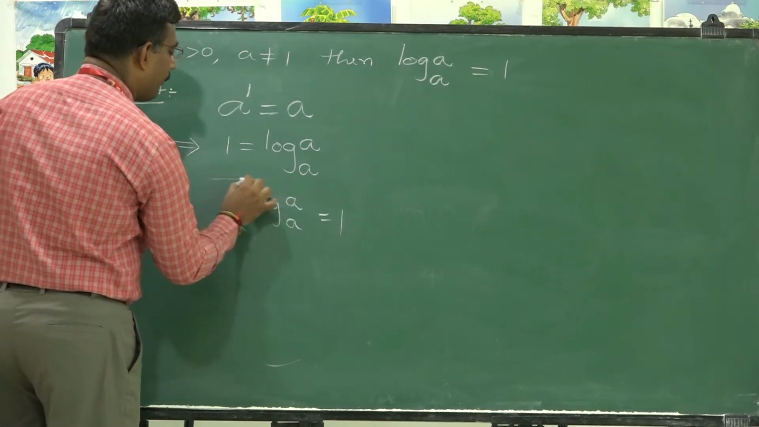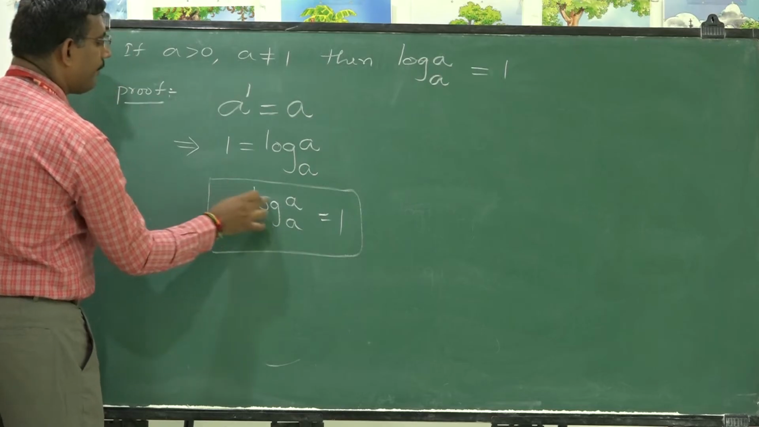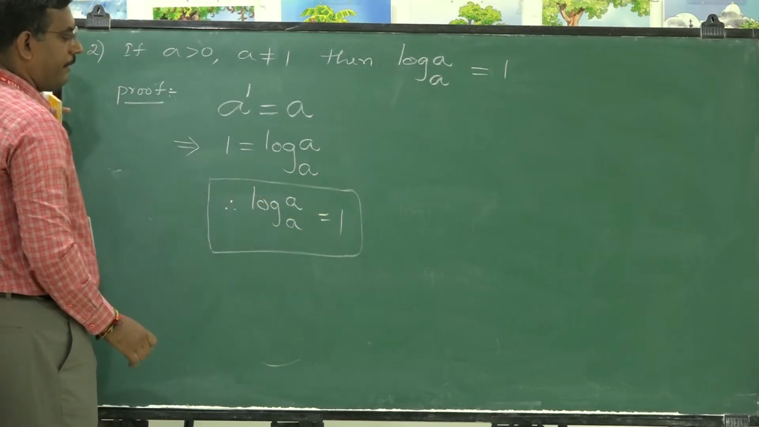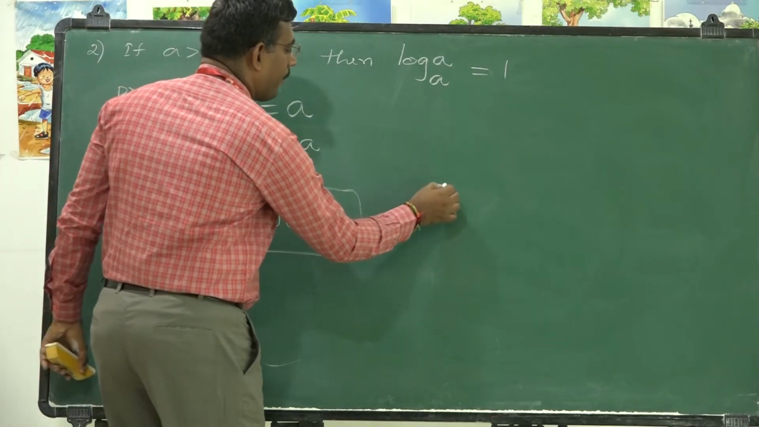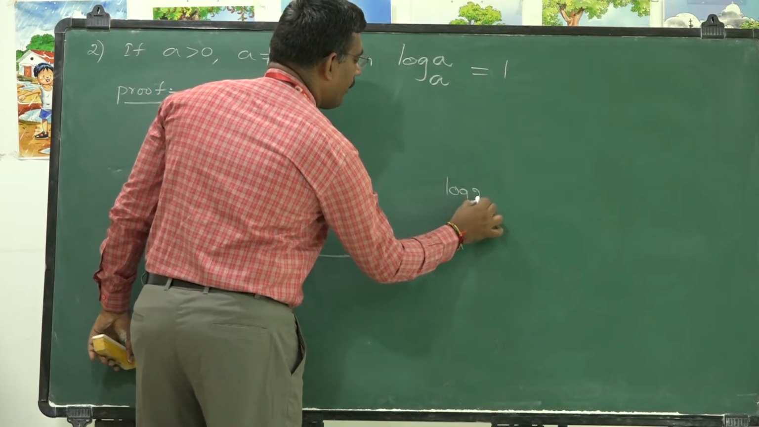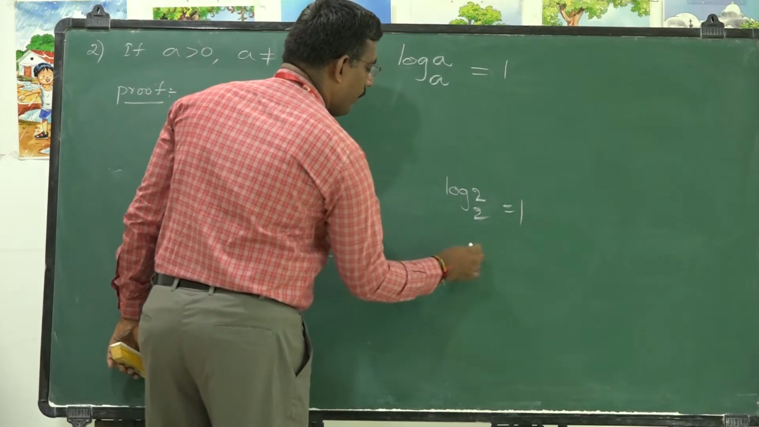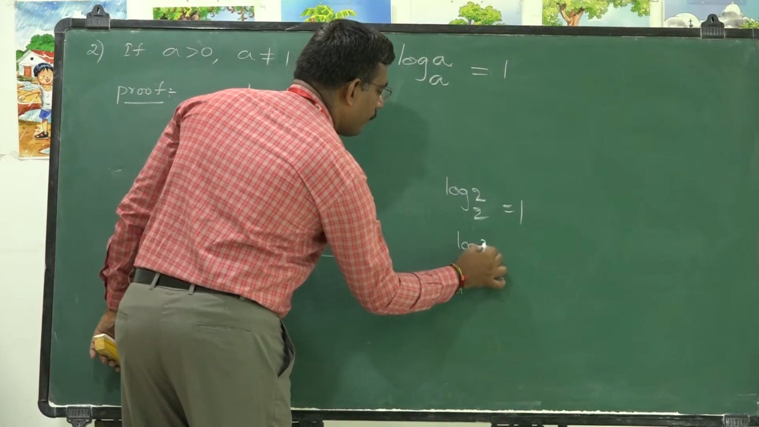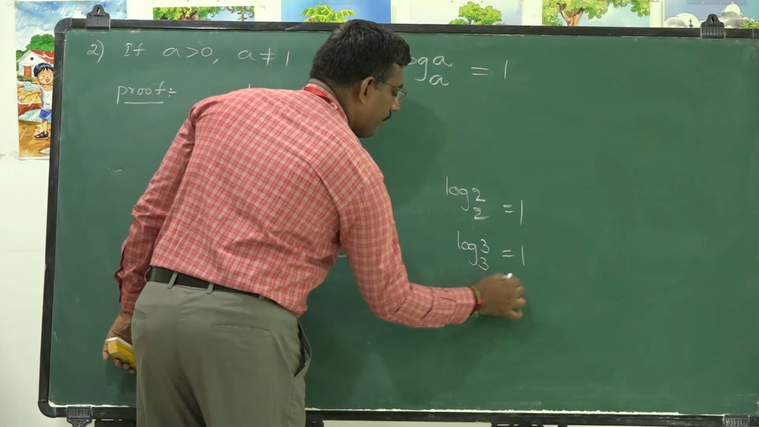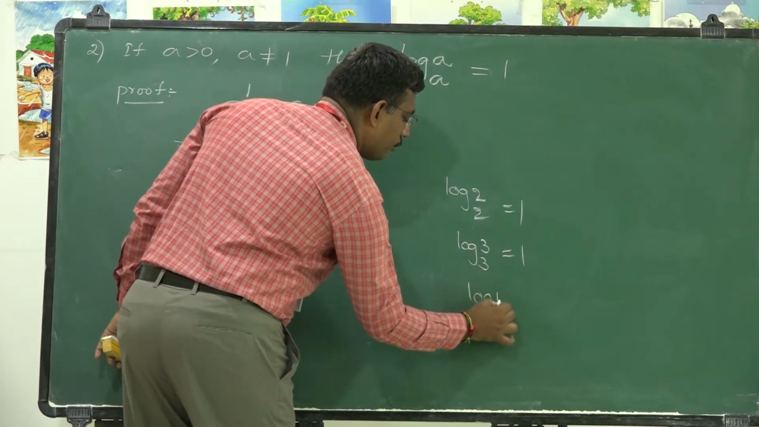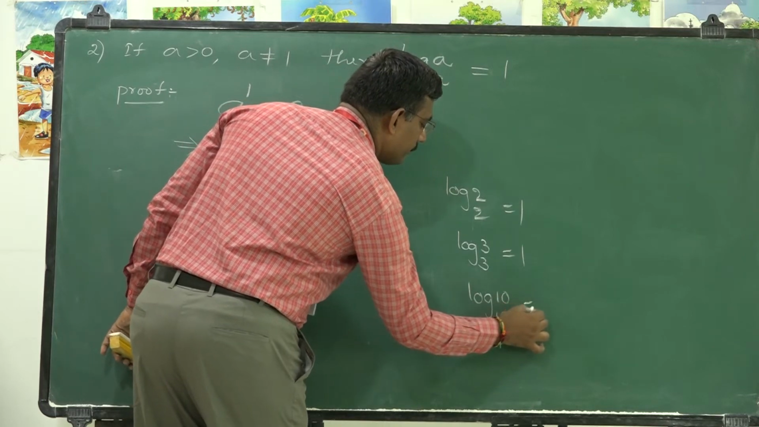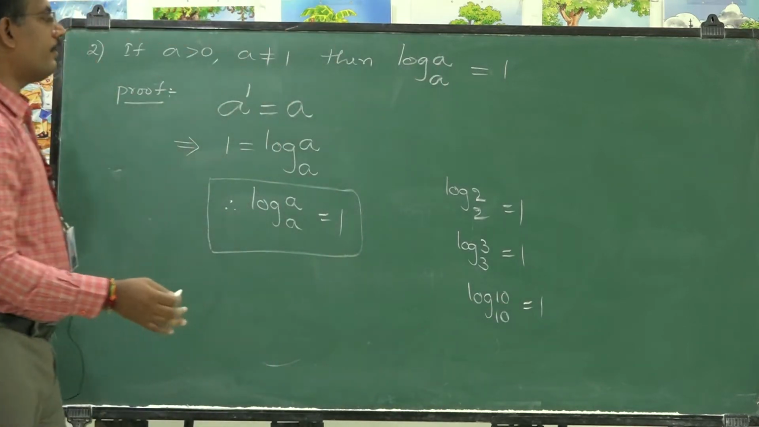So logarithm of a number to the same base is equal to 1. For example, log 2 base 2 is equal to 1. Log 3 base 3 is equal to 1. Log 10 base 10 is equal to 1. But log 1 base 1 is not defined.